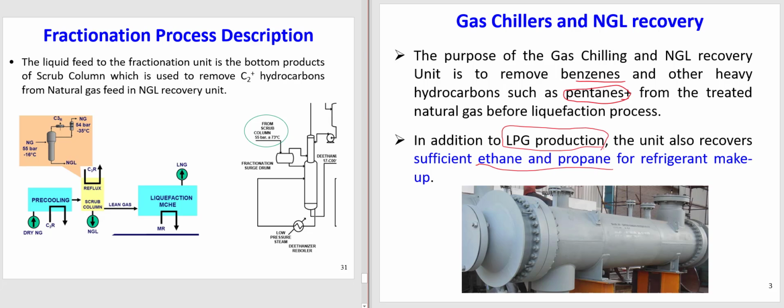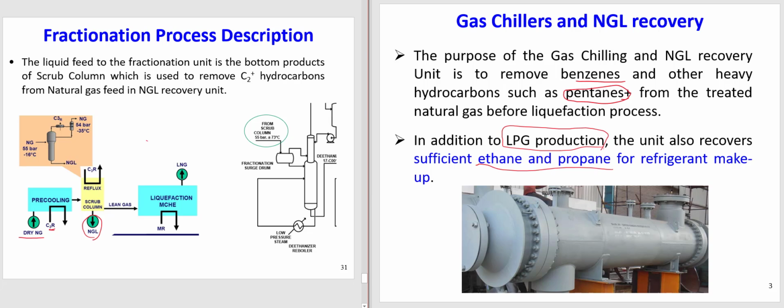Here you remember in another unit in this course we talked about the pre-cooling system, where we use single propane to cool down the dry natural gas coming from the dehydration unit. Then we send it to the scrub column, where we take out our NGL, natural gas liquids, and then we send it to the liquefaction unit.